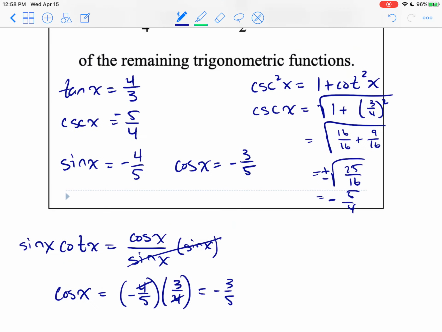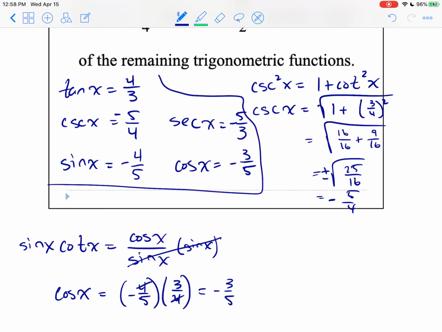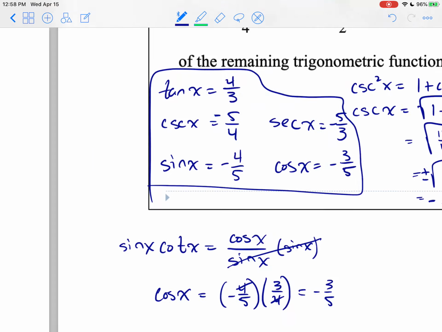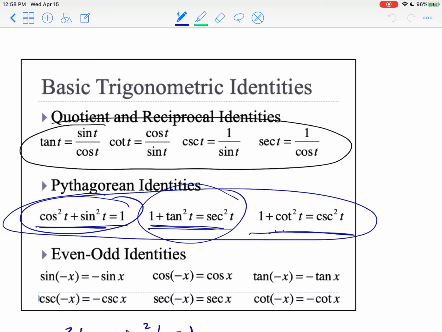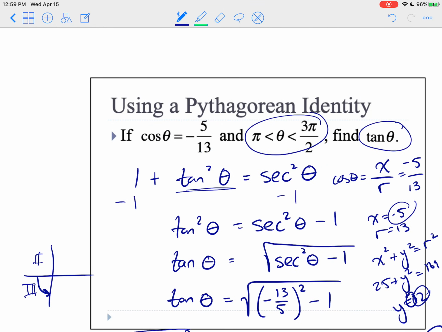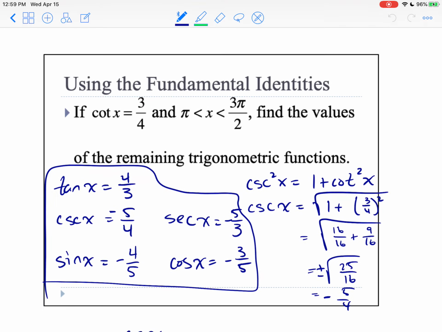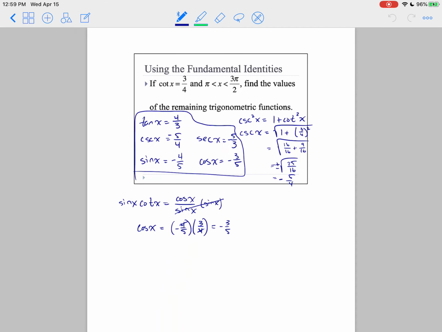And then I'm just left to find secant, which is the reciprocal. That's easy enough. Secant is going to be negative 5/3. So here are the remaining 5 trigonometric functions. And I used algebra to do that. With all the identities that were listed back here. Okay, so I used the definition of cotangent on that one. I used this third Pythagorean identity to find the answers to the rest of these.